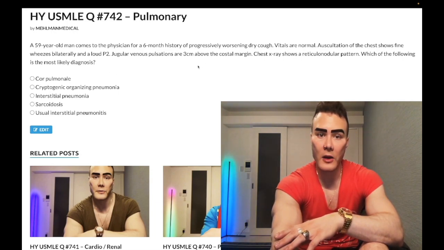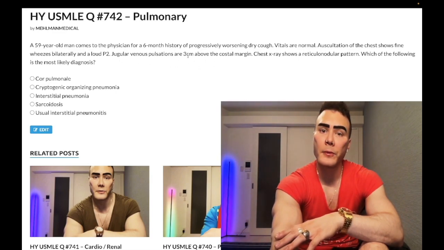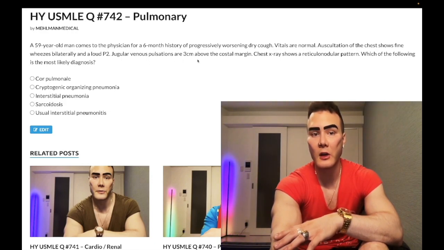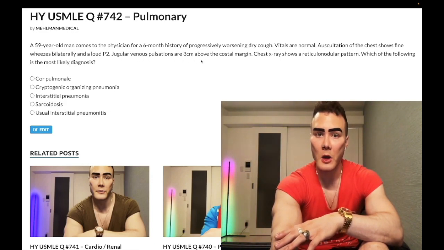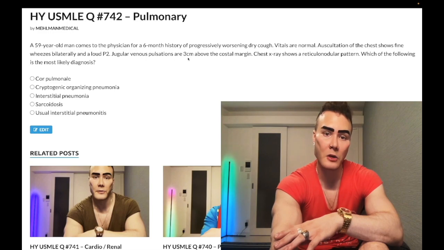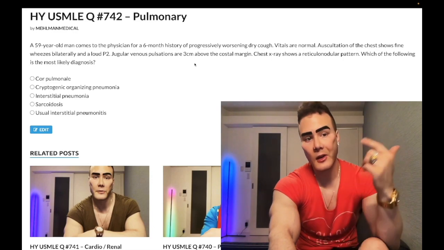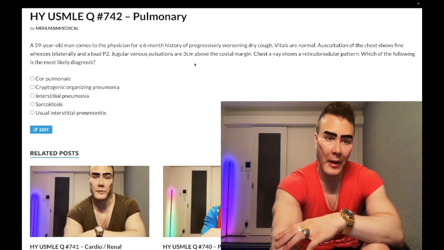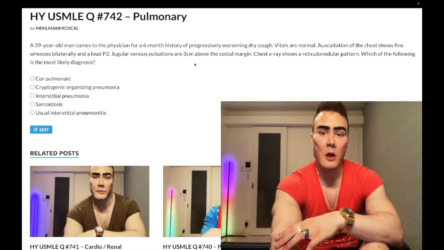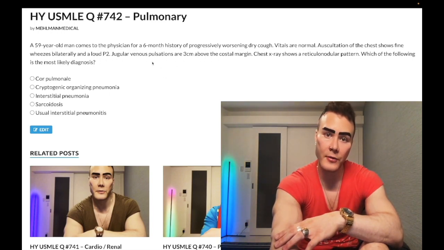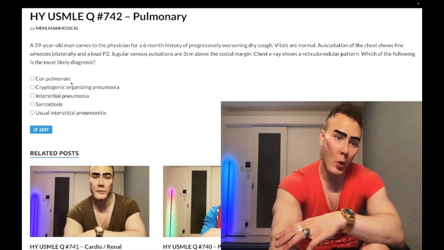So let's look at the vignette here. Jugular venous pulsations are 3 centimeters above the costal margin. This is normal. Some of you are like, oh, I thought that was JVD, jugular venous distension. No, this is normal. And I did this because this is what NBME will do. Some students think that the fact that they mentioned 3 centimeters, no, that's normal. So if we had JVD, peripheral edema, hepatosplenomegaly, right heart failure findings in the setting of pulmonary disease, then that's cor pulmonale. But we don't have evidence of right heart failure here. Loud P2 in and of itself is not cor pulmonale. Wrong answer.